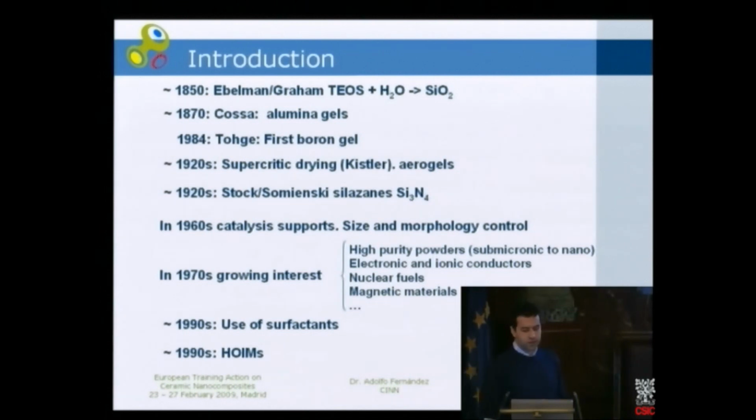When somebody thinks in Sol-Gel processing, probably he's thinking of a relatively novel processing method, but the fact is that the first gel was obtained by Ebelman and Graham in 1850. Progressively, different gels were obtained, but at this time without knowing really which was the kinetic and the structural transformation that was taking place. Probably because of that, for example, the first boron gel was not obtained until 1984.